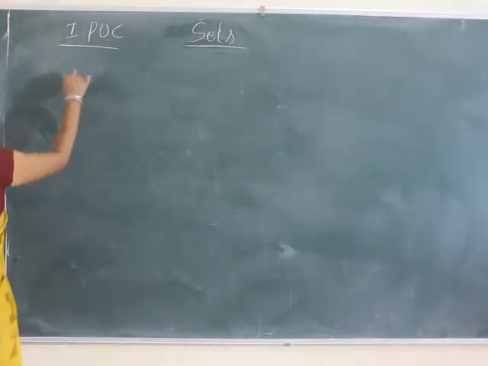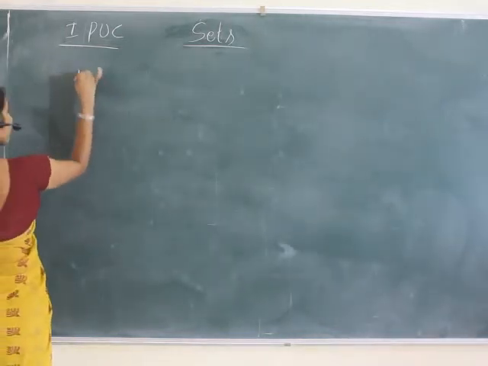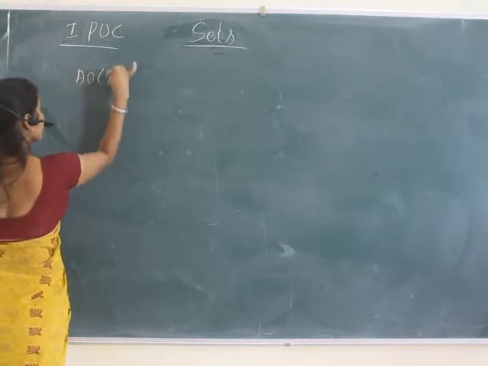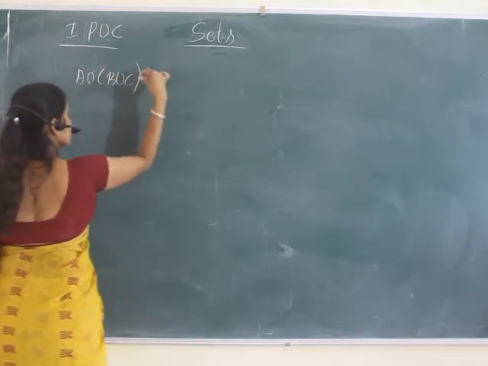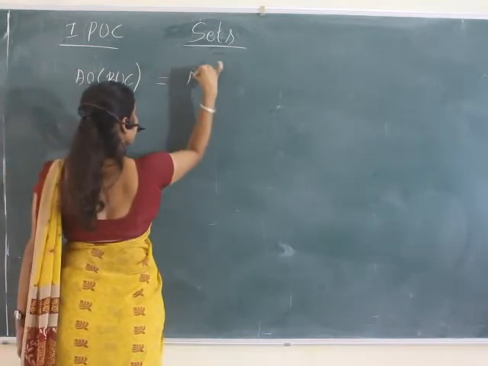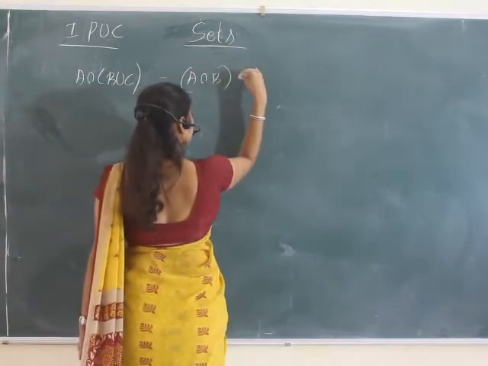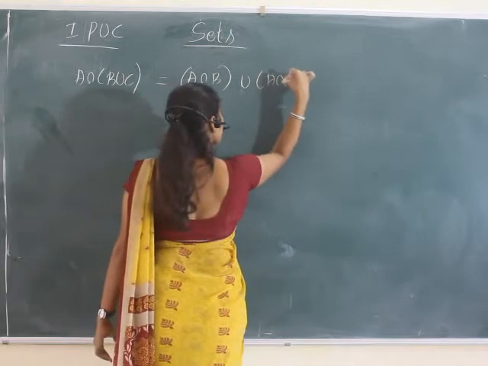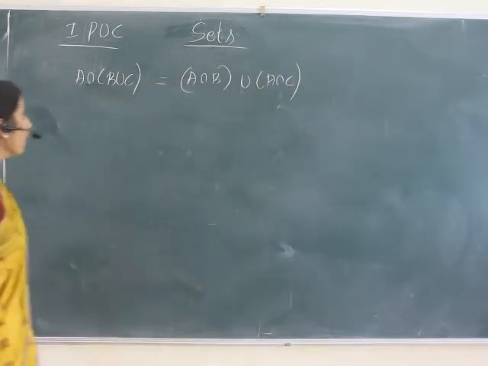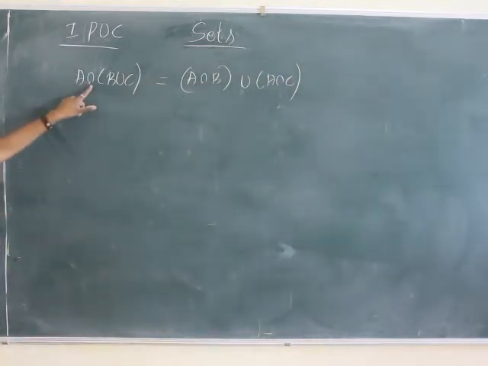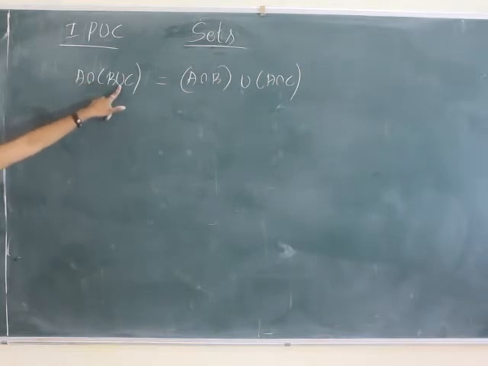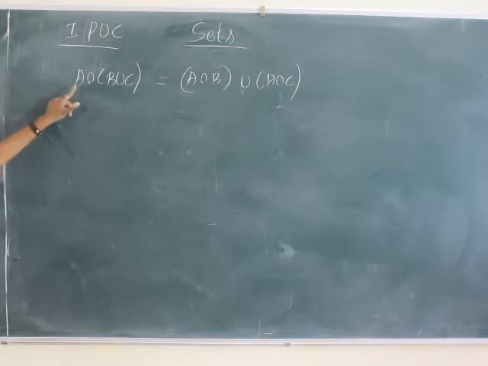So the property is A intersection B union C is equal to A intersection B union A intersection C. What is the meaning of this? Intersection is distributed over union. We have intersection distributed over union: A intersection B union A intersection C.